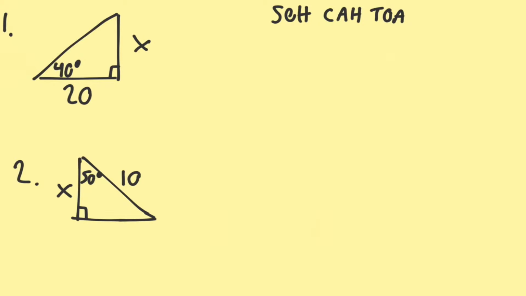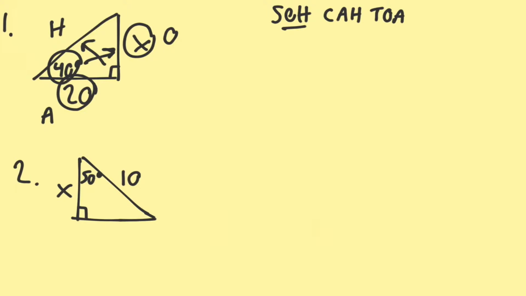So opposite is what the angle is pointing out to. Hypotenuse is the one across from the right angle, or your diagonal line, and then adjacent is your other side. So if we're using the 40 degrees, we want to use the side that's opposite and adjacent. So out of these three, opposite and adjacent, that's TOA, which is tangent.